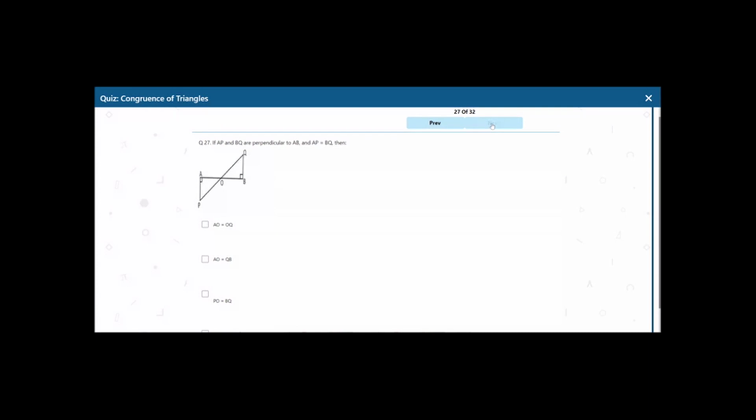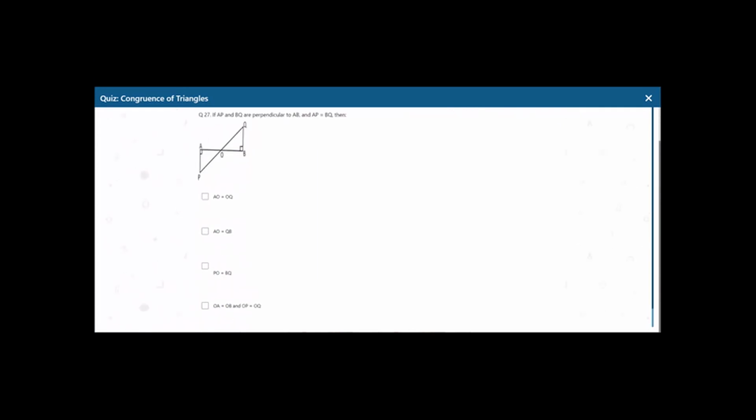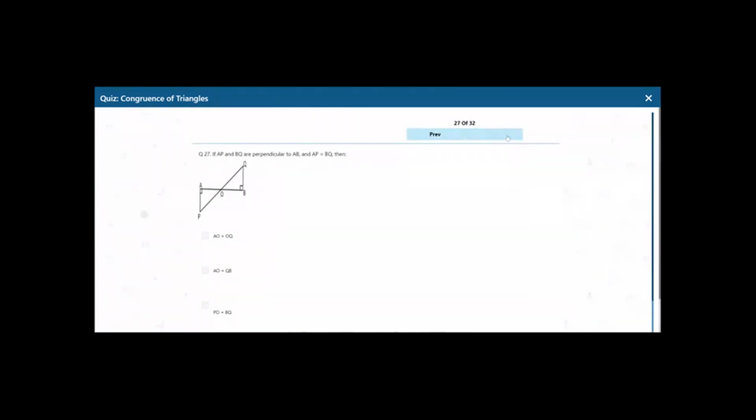Correct. AP and BQ are perpendiculars to AB. AP is equal to BQ. Then, option A, ma'am. AO is equal to QB, ma'am. AO is equal to OB and OP is equal to OQ, ma'am. Fourth option, D, ma'am. Correct. That's correct.